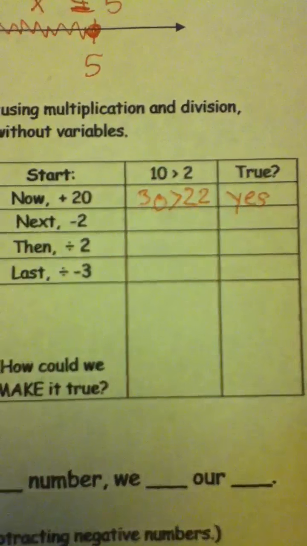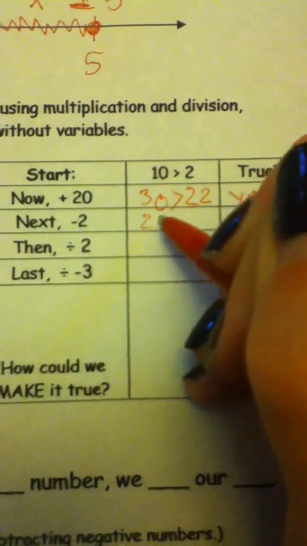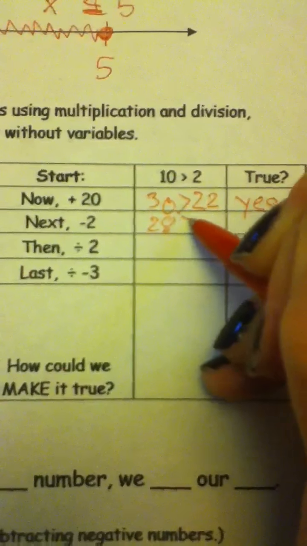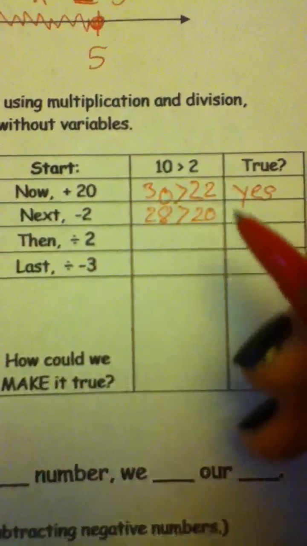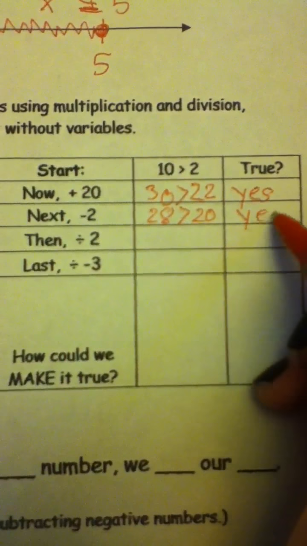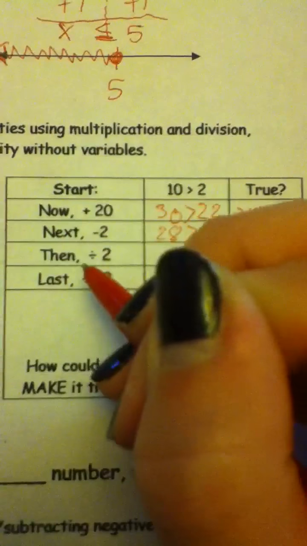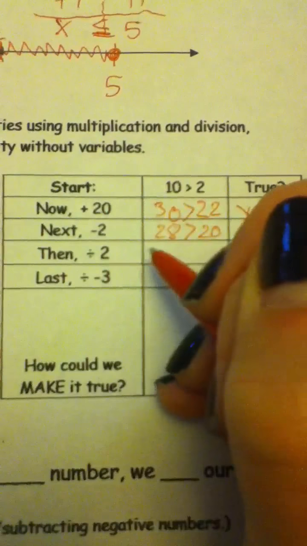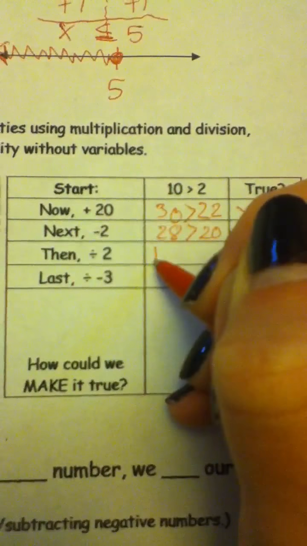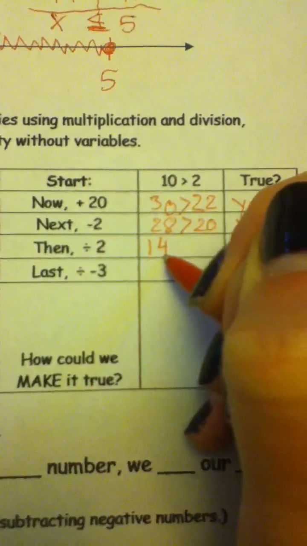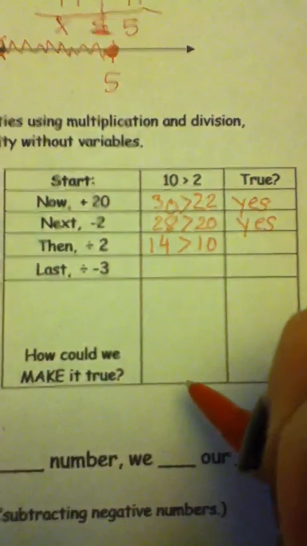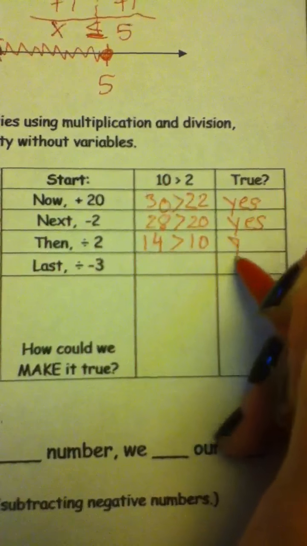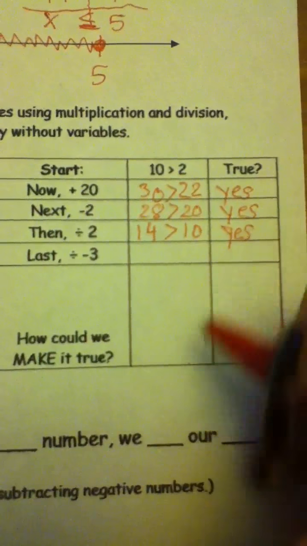Subtract 2 from both sides. We get 28 greater than 20. Is this still true? Yes, ma'am. Okay, next one. Divide by 2 on both sides, it says. We get 14 is greater than 10. Is this true? Yes, it is. 14 is bigger than 10.